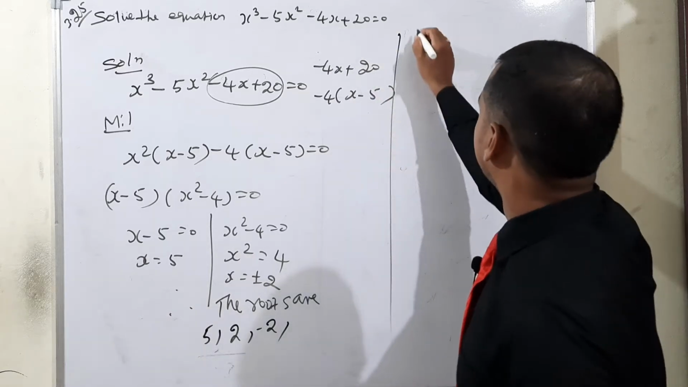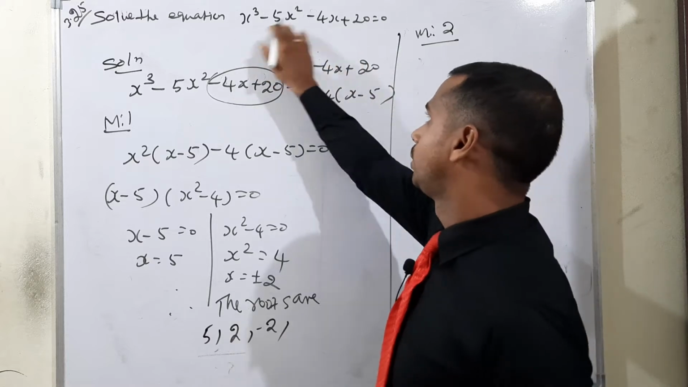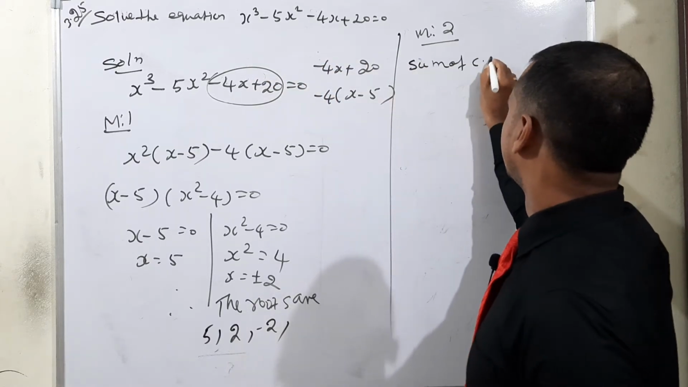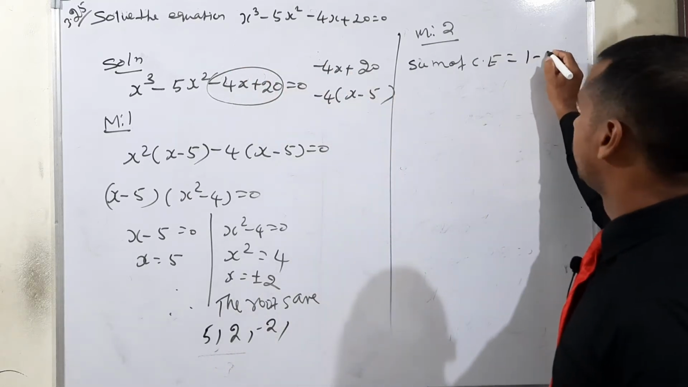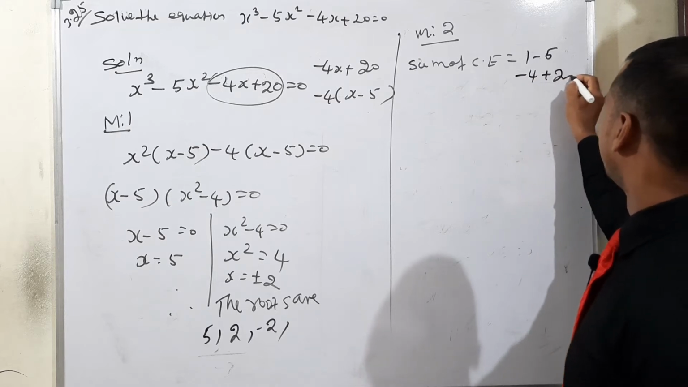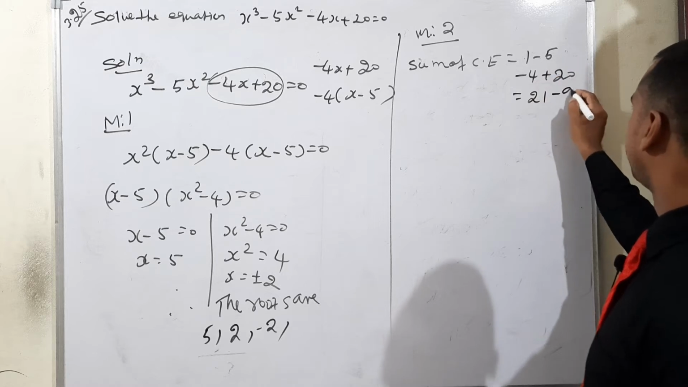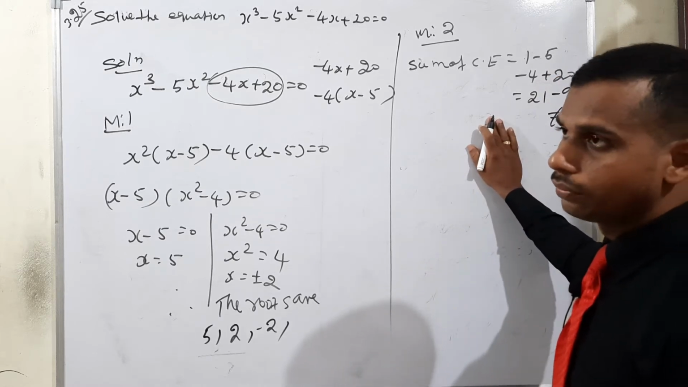So moving to method 2, synthetic division. Synthetic division means first we have to check it. Sum of coefficients, what is the value? So sum of coefficients is equal to first 1, then minus 5, then minus 4 plus 20. Definitely 20 plus 1 is equal to 21. Minus 4 minus 5 is equal to minus 1. So not equal to 0. Therefore the sum of coefficients method is not possible.